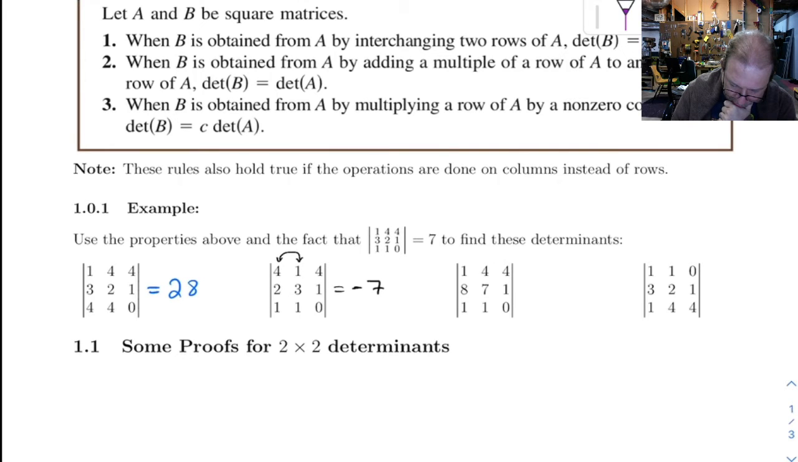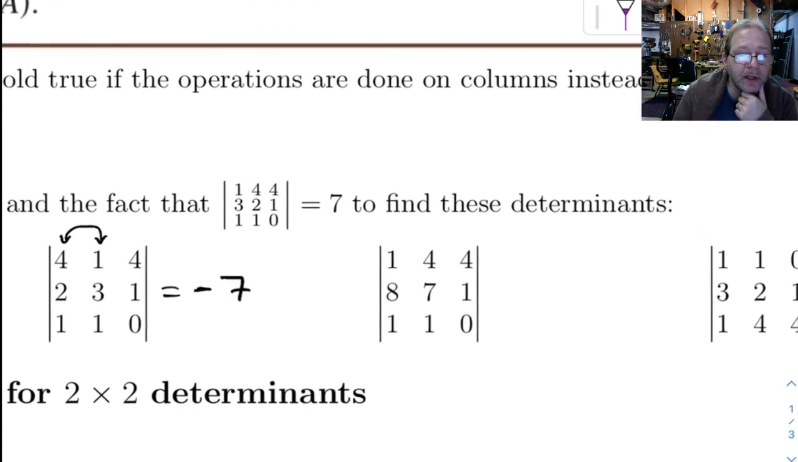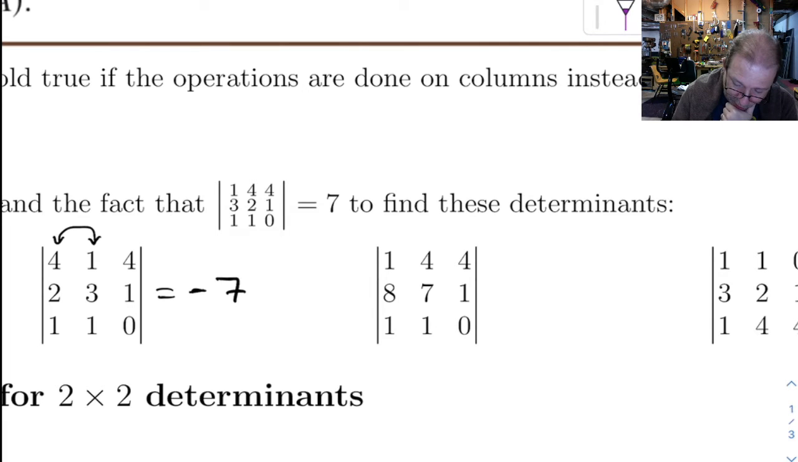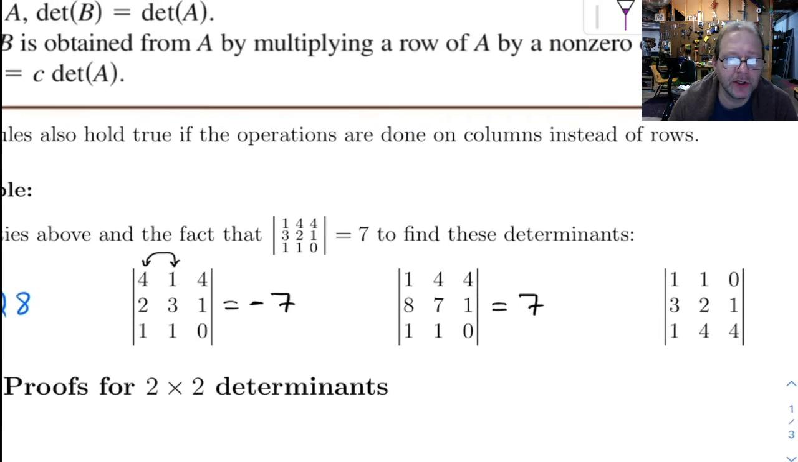This one over here, what's going on there? This one's not as obvious, but here's what's happening. If you take the bottom row, multiply it by 5 and add it onto the middle row, that gives you 8, 7, 1. So adding a multiple of one row onto another row leaves the determinant unchanged.